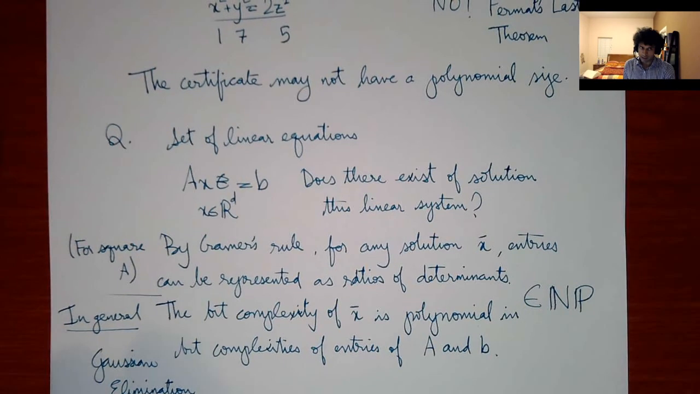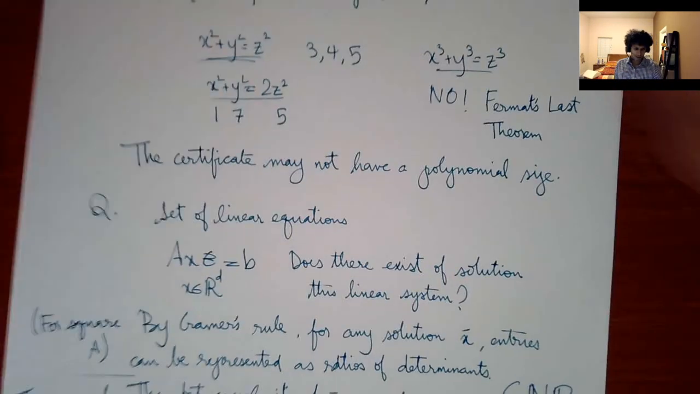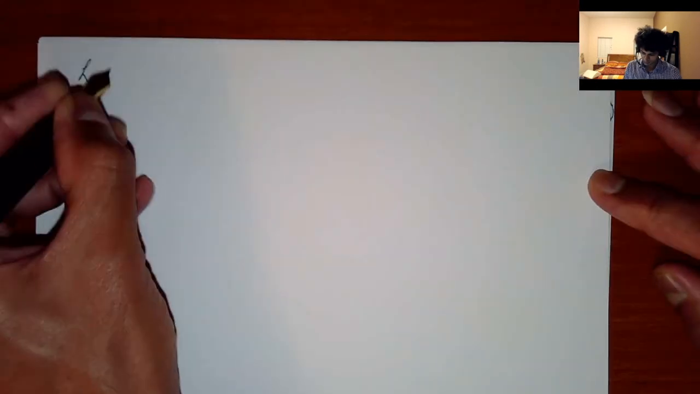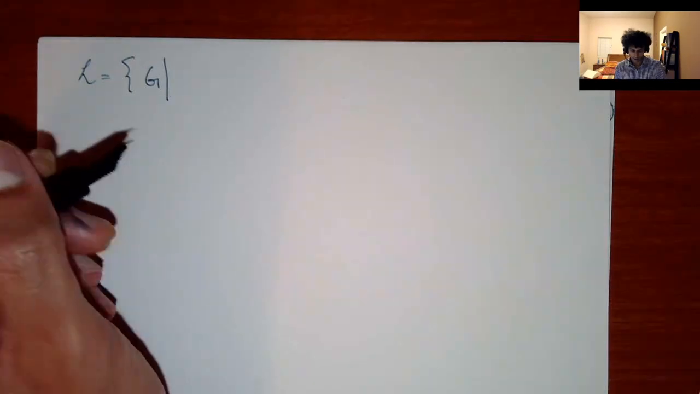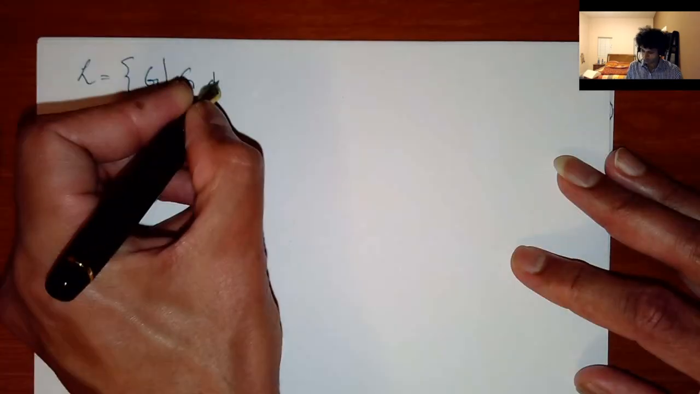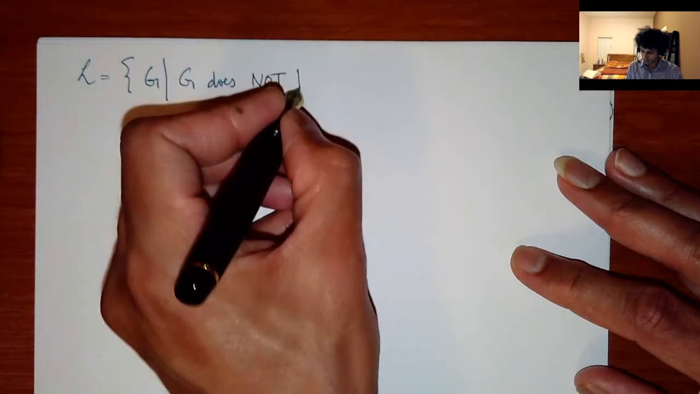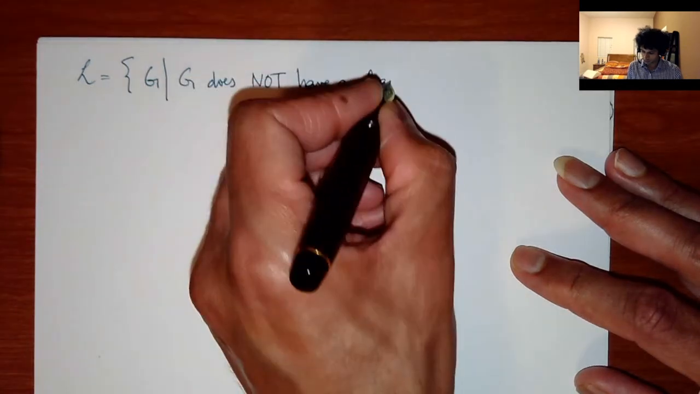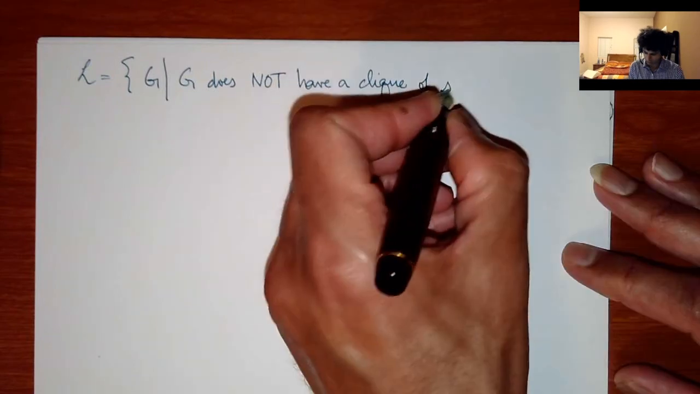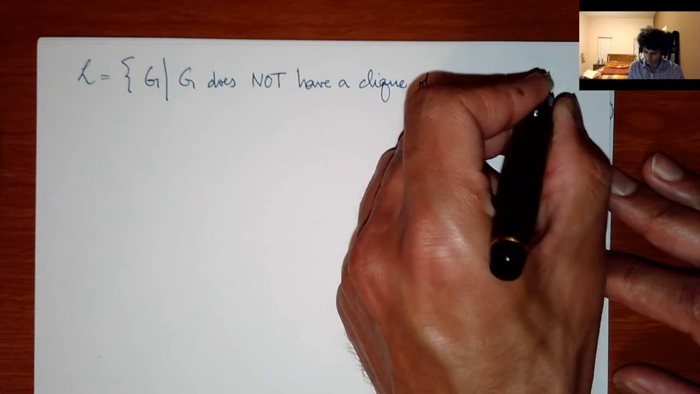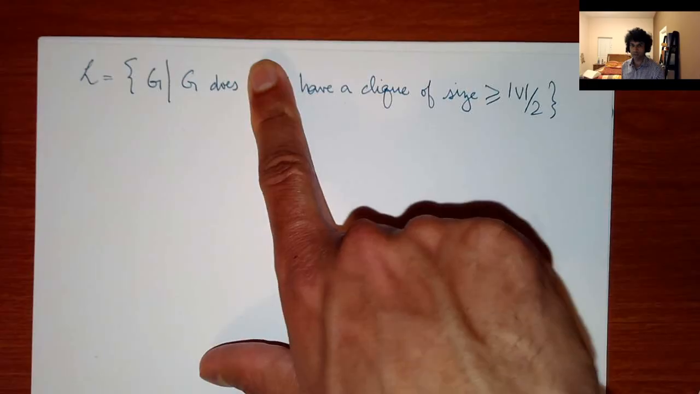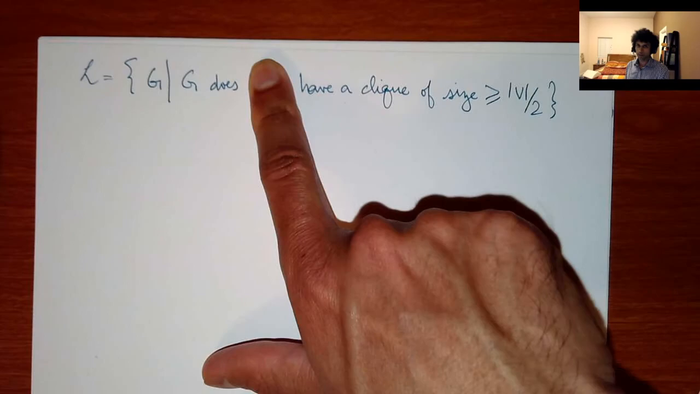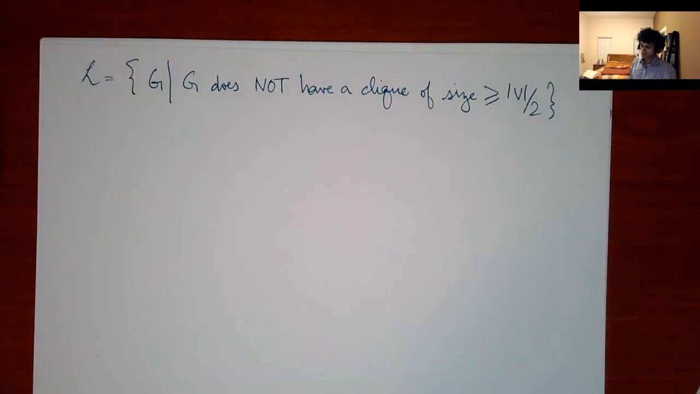So let me give another example, and this is going to require you to think a little bit. I'll go again with G. We'll talk about cliques again. I'll say G does not have a clique of size greater than V over 2. Previously we saw that G does have a clique. Now I'm giving you what's called the complement language: G does not have a clique of size at least V over 2. Is this in NP or not?